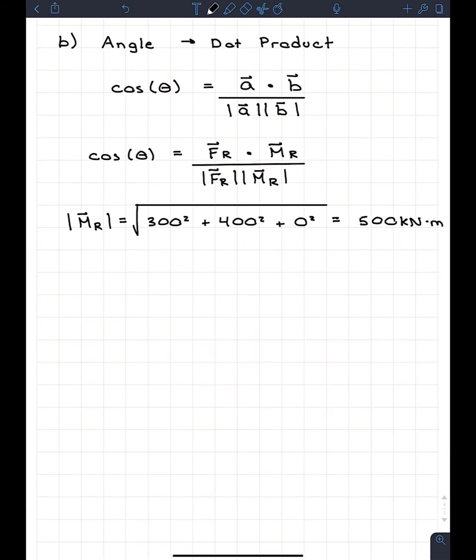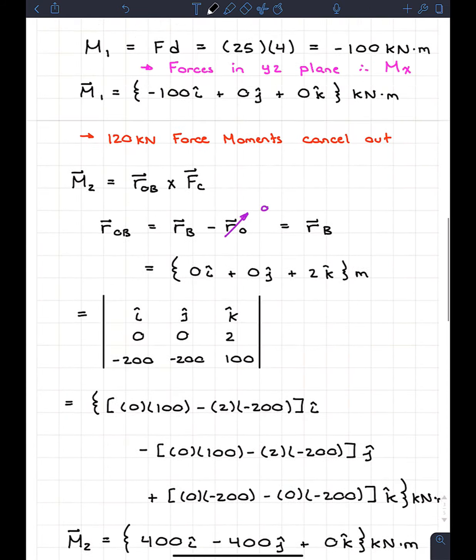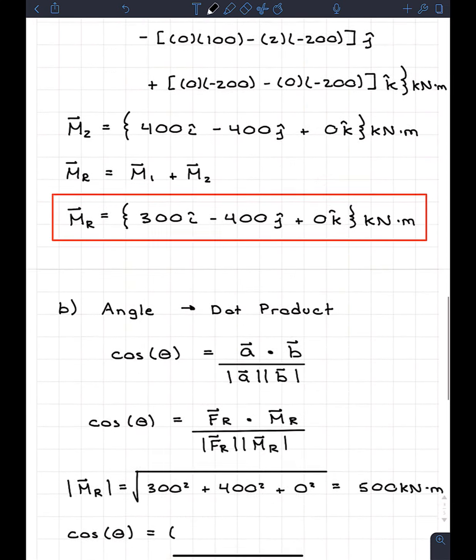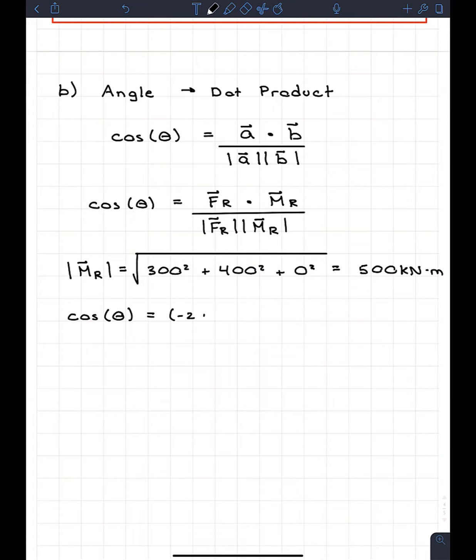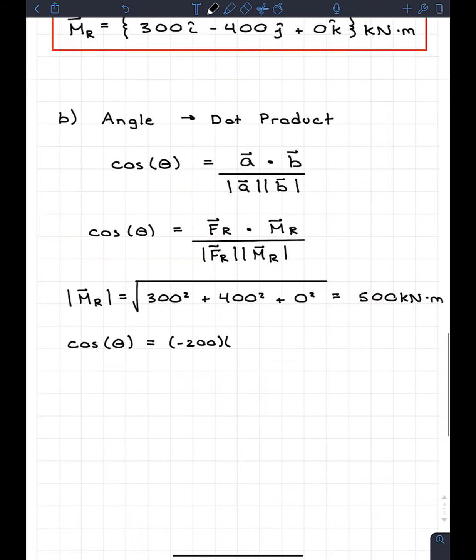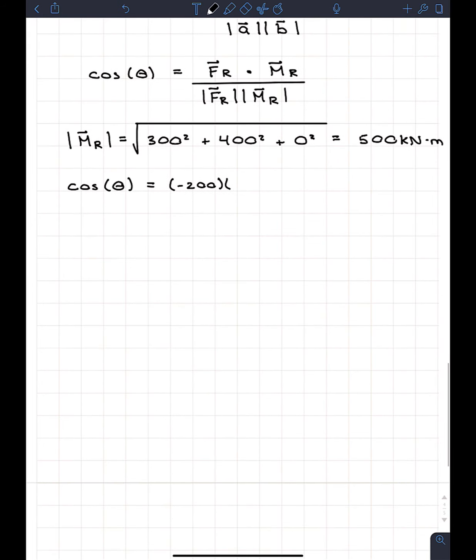So it works out really well because we know that cosine of theta, and I'm just going to start substituting everything in. So remember the dot product, what we're going to do is multiply the i components, multiply the j components, and multiply the k components, and then add them all together. So starting with i, I'm going to go to the top for F, and we've got negative 200. And then I'm going to look at the second one, and we see that it's 300i for the moment. So that's the first one. Then we're going to add.